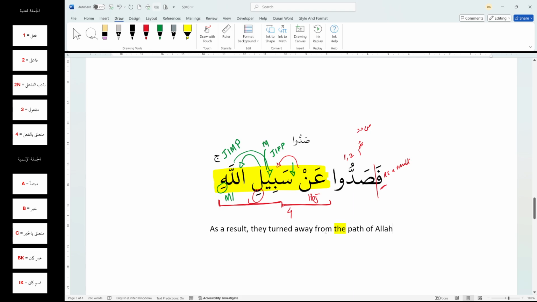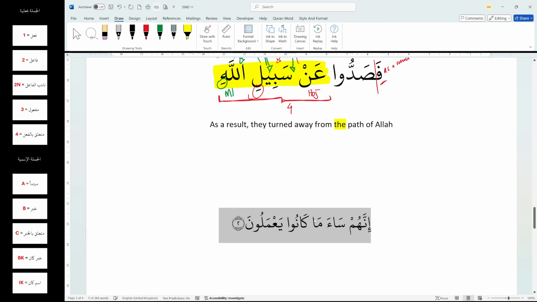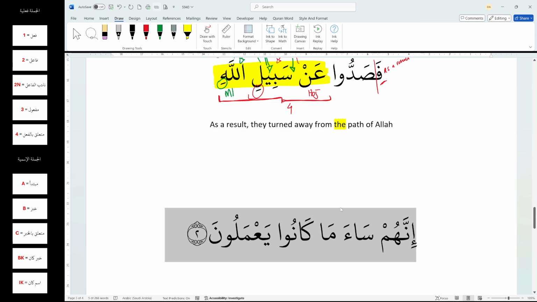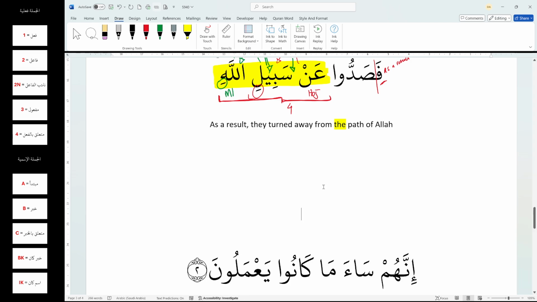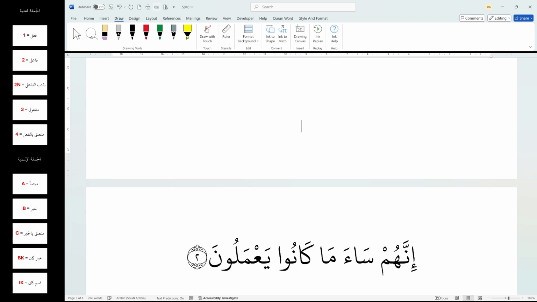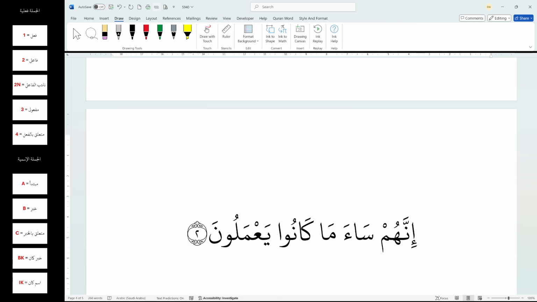Inshallah, let's start. Let's go to the next part of this ayah, that is innahum sa'a ma kanu ya'malun. Now this grammar is a little complex. Inshallah, we will go piece by piece, and if you don't understand it, then don't worry. Inshallah, in a few runs you will understand it. I'll try to skip things which are more complex and keep things as simple as possible.